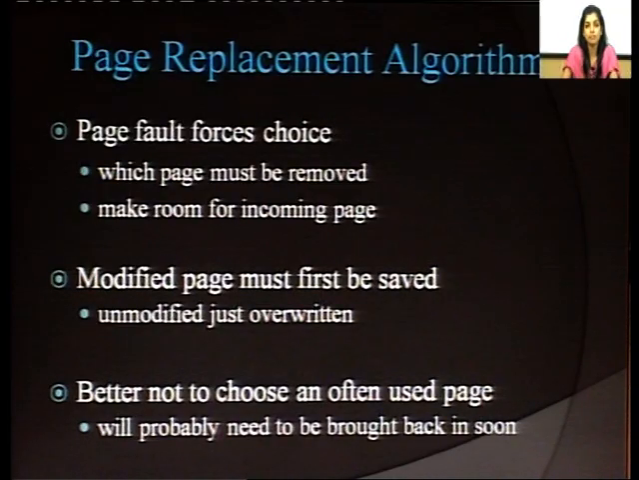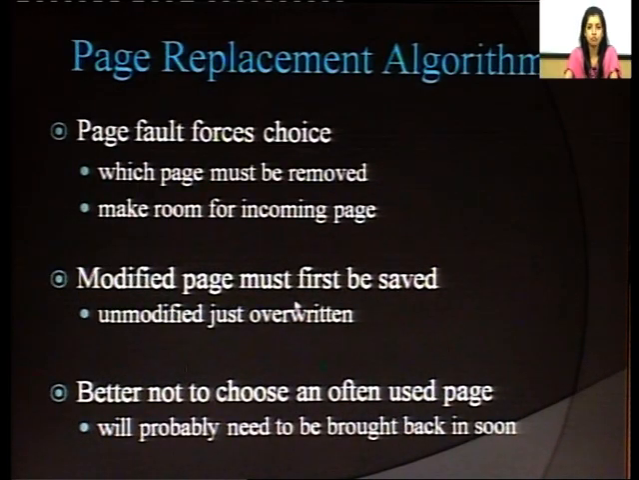So, there are some methods and algorithms by which we replace pages. This is the page replacement algorithm. A page fault forces a choice: which page should be removed, which page is going to come in, and which page is going to go out of the main memory. This can be decided by some methods and algorithms. We can't pick any page randomly and replace it. There is a proper method for replacing a page.